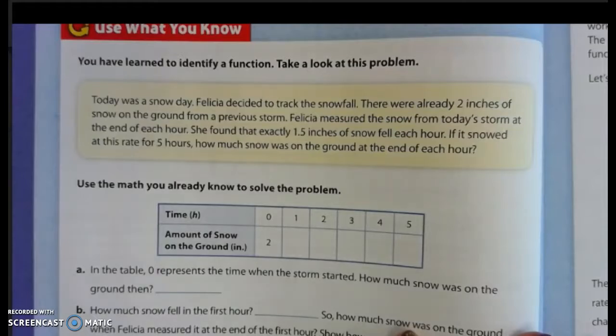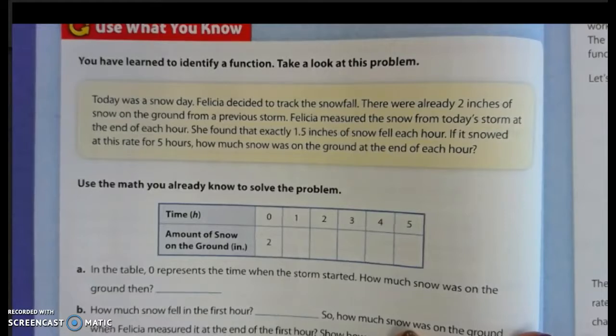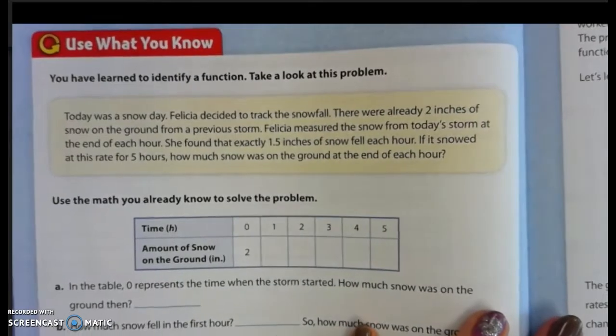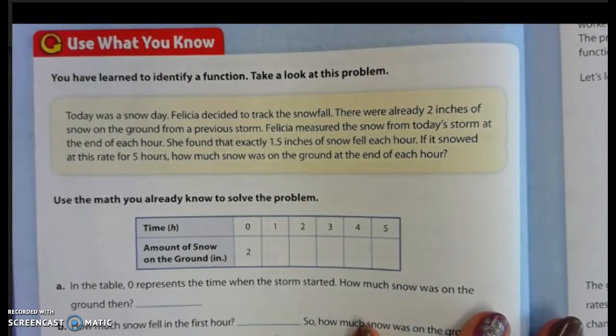Now, this lesson is going to tell you all of that same information. It's just going to be presented a different way. Hopefully at the end of this, you're going to have it. Okay, so you have learned to identify a function.